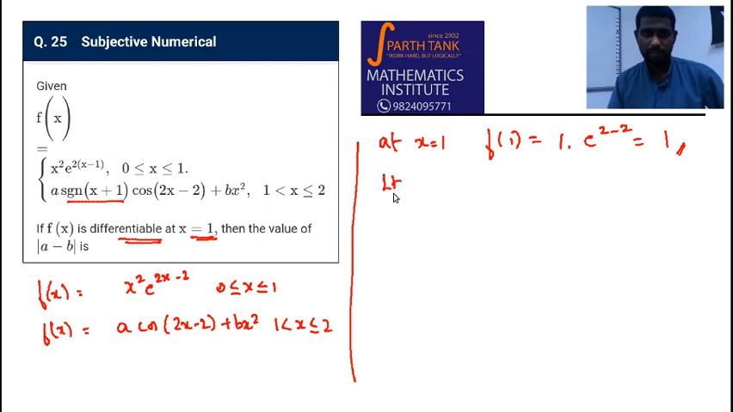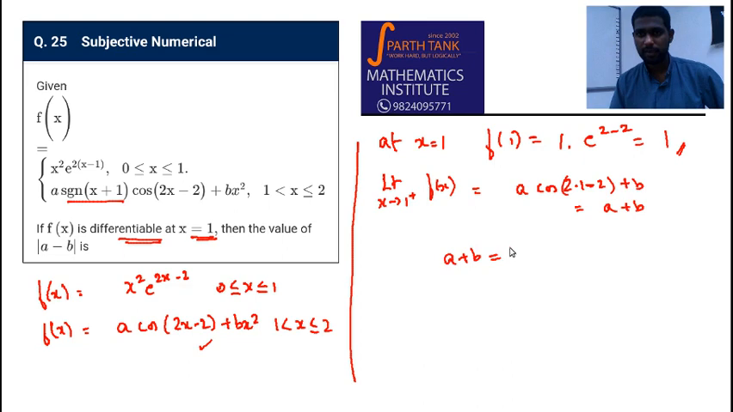And limit x tends to 1 plus of f of x using the second function would be a cos 2 into 1 minus 2 plus b, which is a plus b. These two values should be the same, right? The limit of x tending to 1 to this function and the value of this function itself. So call this equation 1.